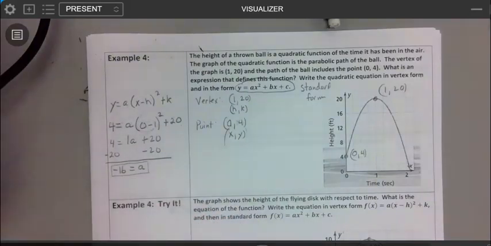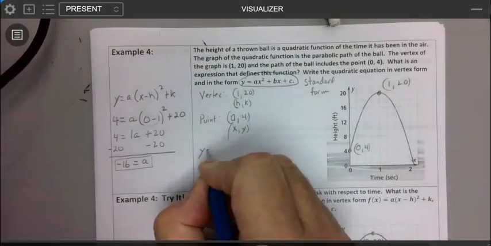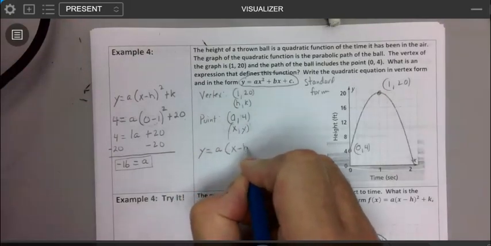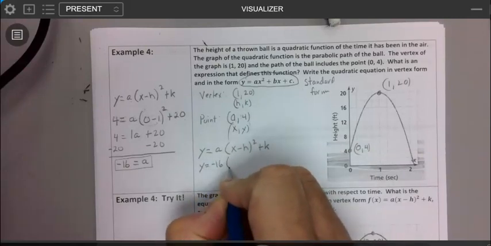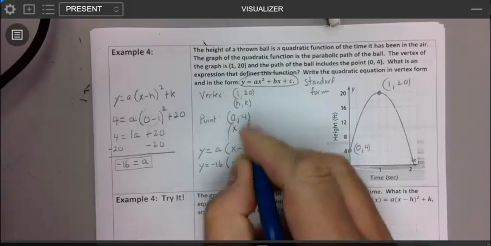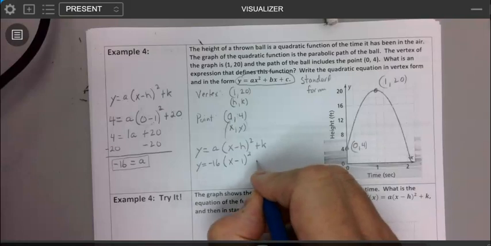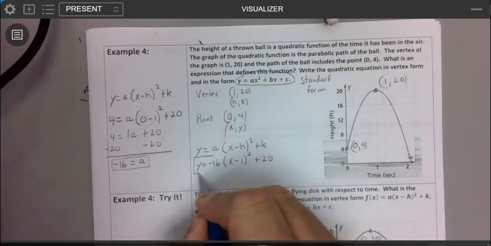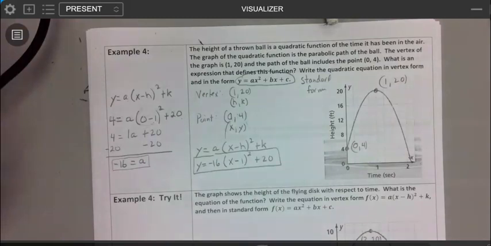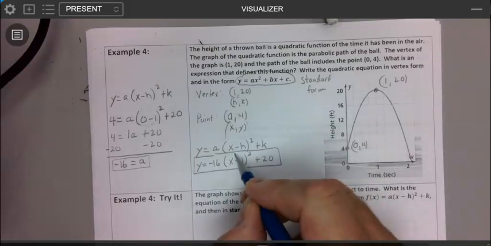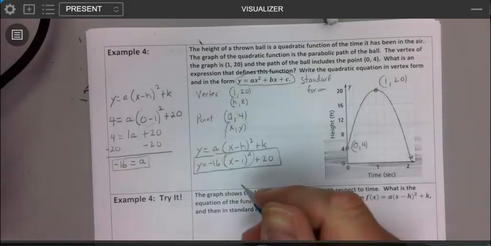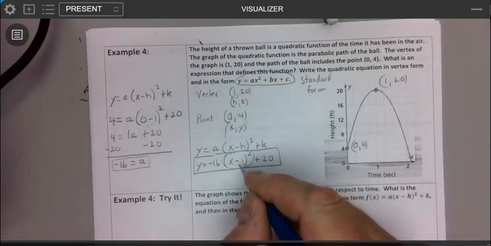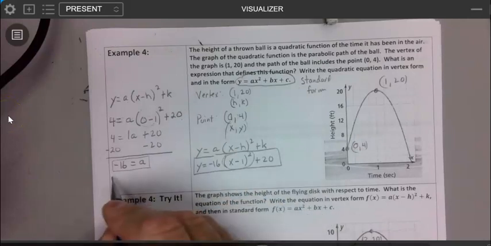So now I know a is negative 16. So I can write my equation in vertex form. Here's vertex form. So y equals negative 16 times (x minus 1) quantity squared, plus 20. So we have it in vertex form. But we want it in standard form. So what you're going to do is square this. So we're going to have to take x minus 1 times x minus 1 and then multiply that by 16. I'm going to do that out to the side.